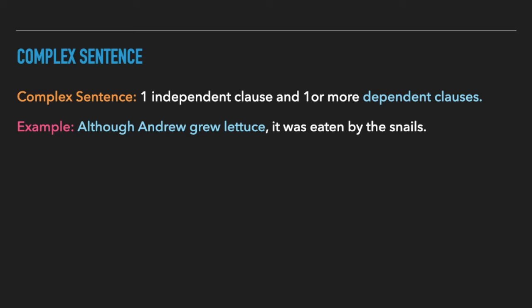So in this example, what's less important or less emphasized is that I grew the lettuce. So although Andrew grew lettuce is the dependent clause, the main idea that I'm trying to convey is that the lettuce was eaten by the snails, and so now I no longer have lettuce. Okay, so although Andrew grew lettuce is the dependent clause, it's an adverb clause. The independent clause is it was eaten by the snails.